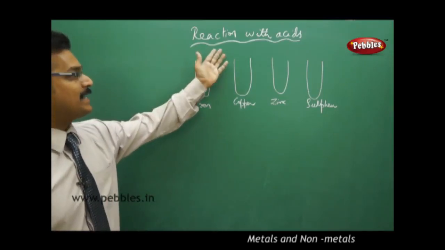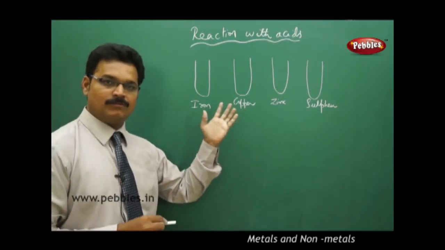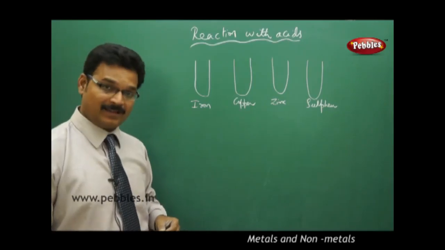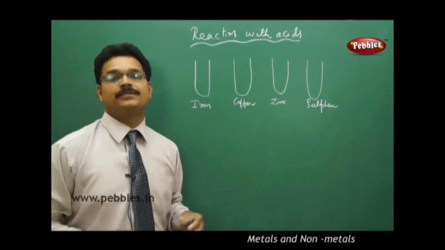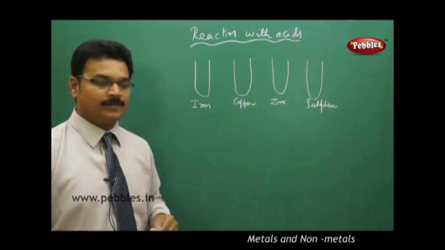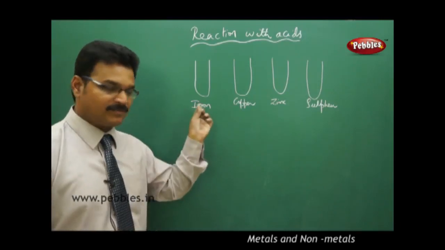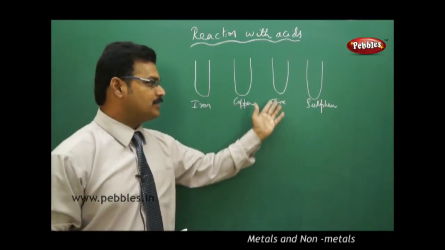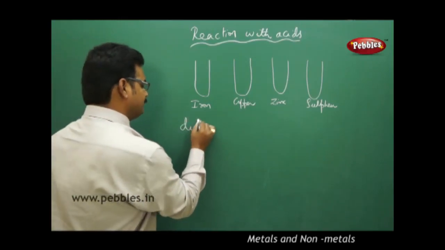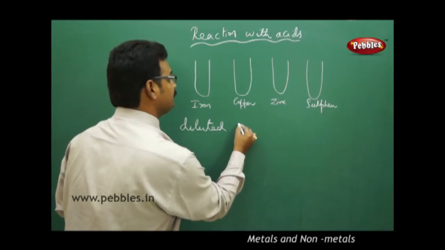This is called reaction with acids. Now we'll take some materials, some of which are metals and some non-metals, and we check the reaction with acids. Take 4 test tubes. In these test tubes, add pieces of iron, copper, zinc and sulfur powder. Now take diluted sulfuric acid.